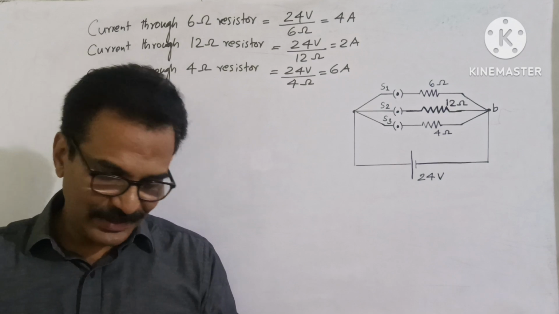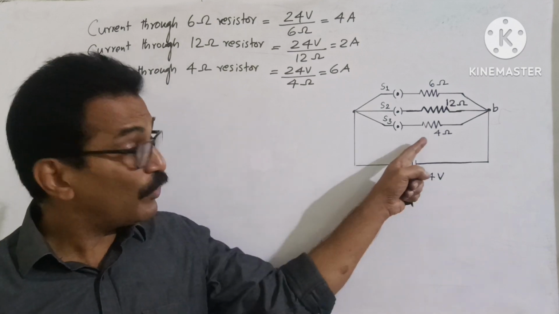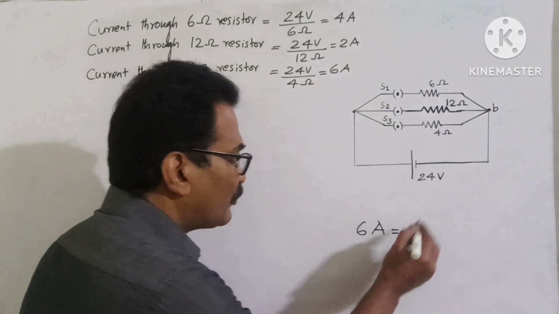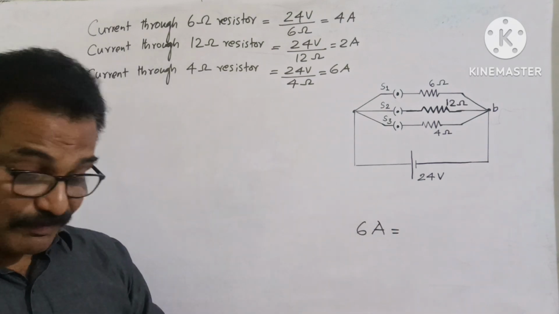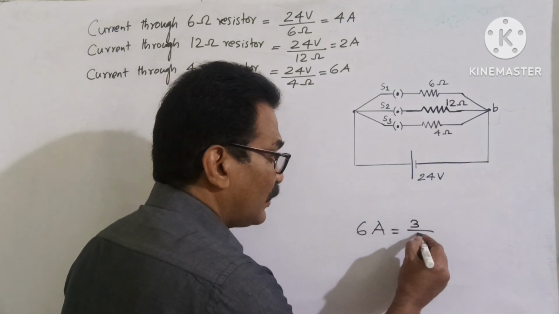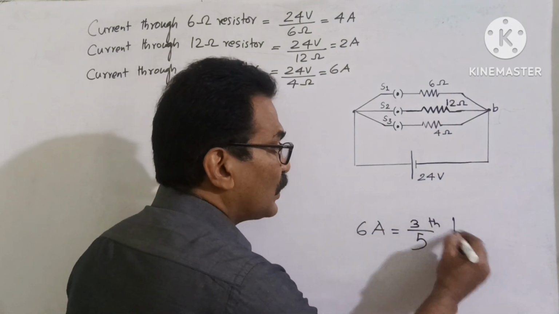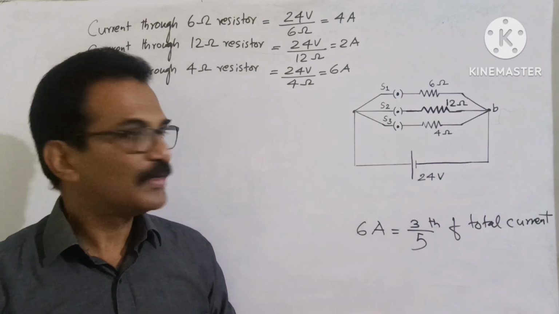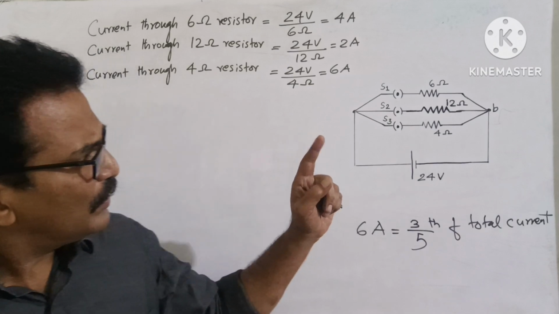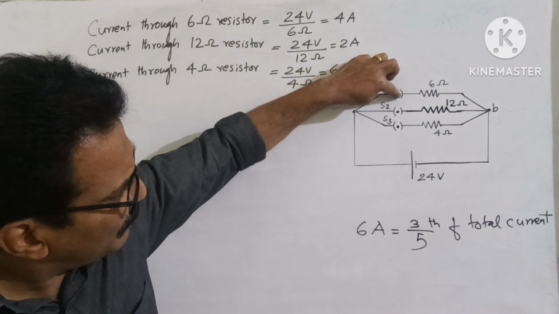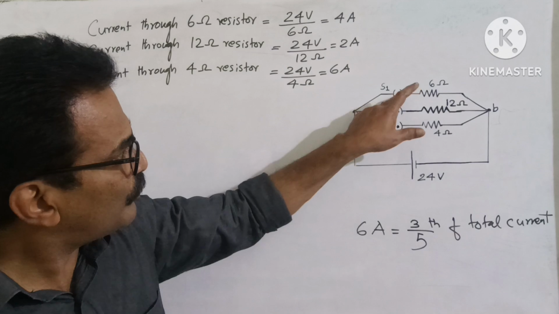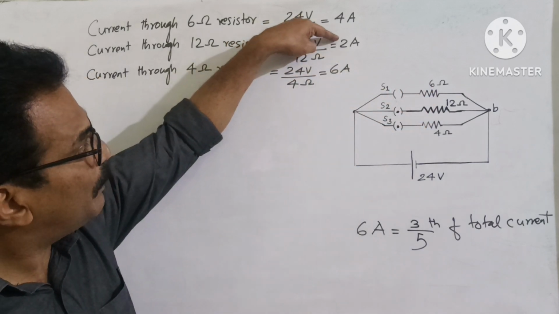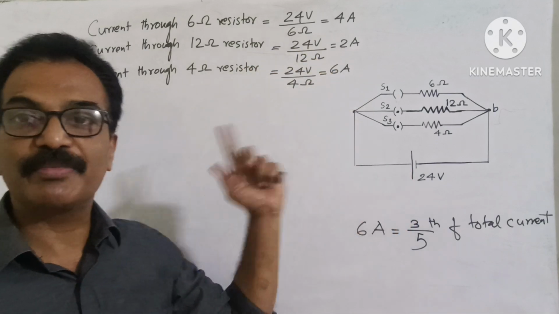But the condition given in the question is the current through the 4 ohm resistor, that means the 6 ampere, must be 3/5 of the total current drawn from the cell, 3/5 of total current when one switch is open. So if I open this switch S1, what will be the total current? If I open the switch S1, current will not flow through this 6 ohm. So total current will be 2 ampere plus 6 ampere, 8 ampere current will be drawn from the cell.